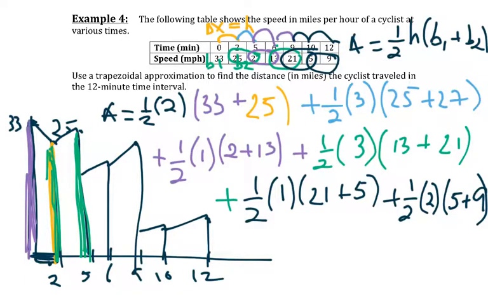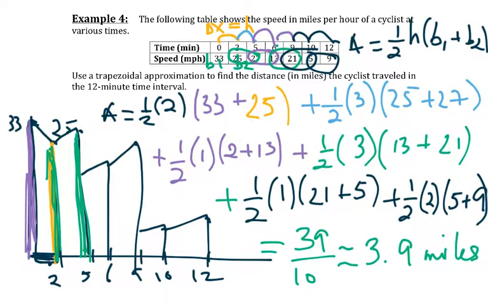So we add them together. Let's see, if we add them, that would give us 39 over 10, or we change it to decimal, it's about 3.9 miles.